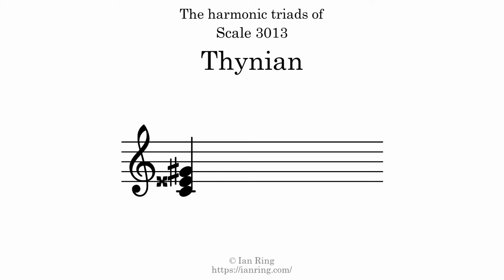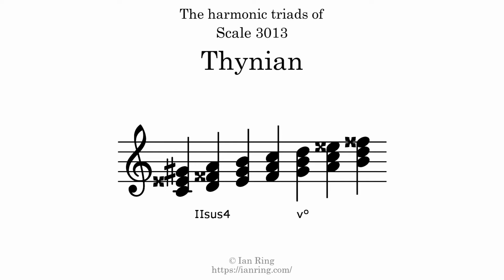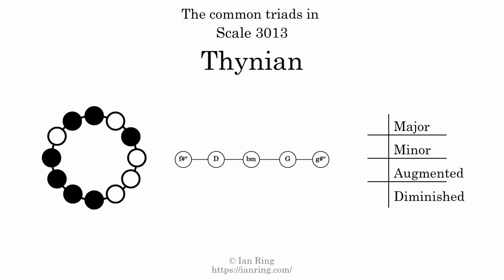Unnamed. sus4. Unnamed. Unnamed. Diminished. Unnamed. Unnamed. Here are the common triads present in this scale. The diagram in the center is a graph of parsimonious voice leading between triads.